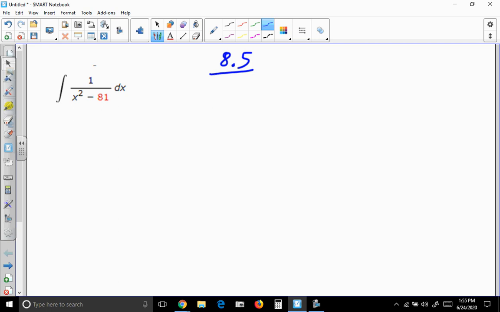So let's take a look at some examples out of 8.5. In this section, we'll be doing what is called partial fraction decomposition. We look at this problem as it is.